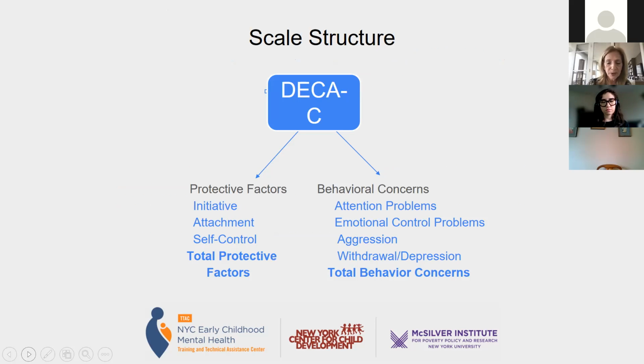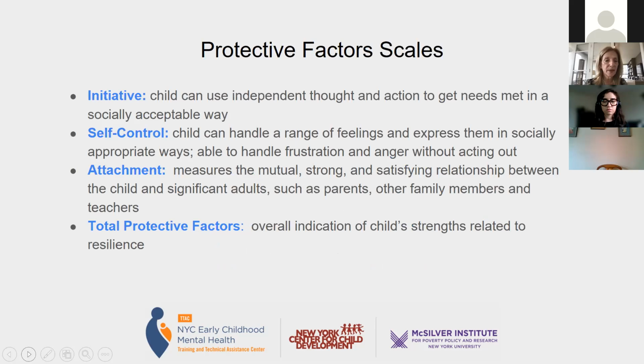Here's the structure of the DECA. There are two main subscales. There's the protective factor subscale and the behavioral concern subscale. Each one of those results in a total score. Okay, I'll go over the individual subscales on the next slide.